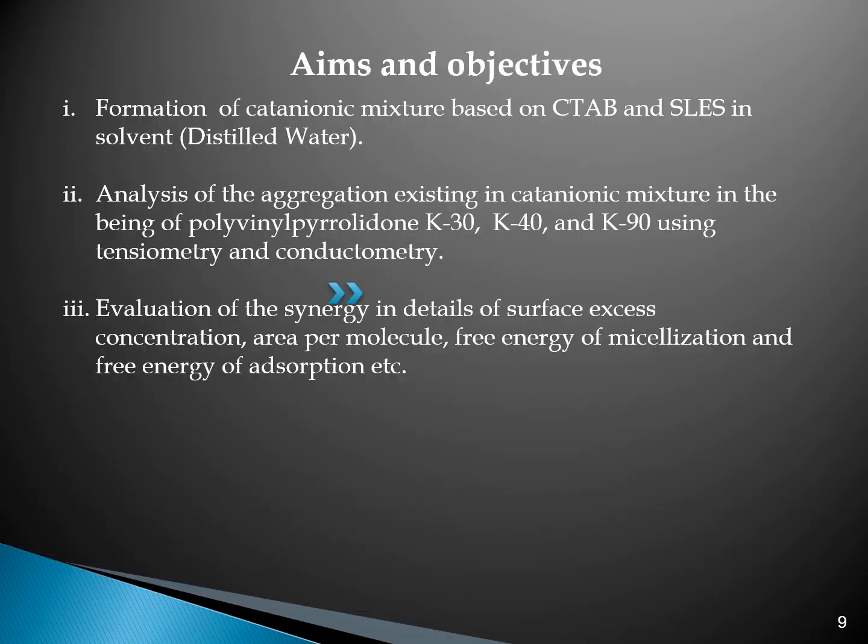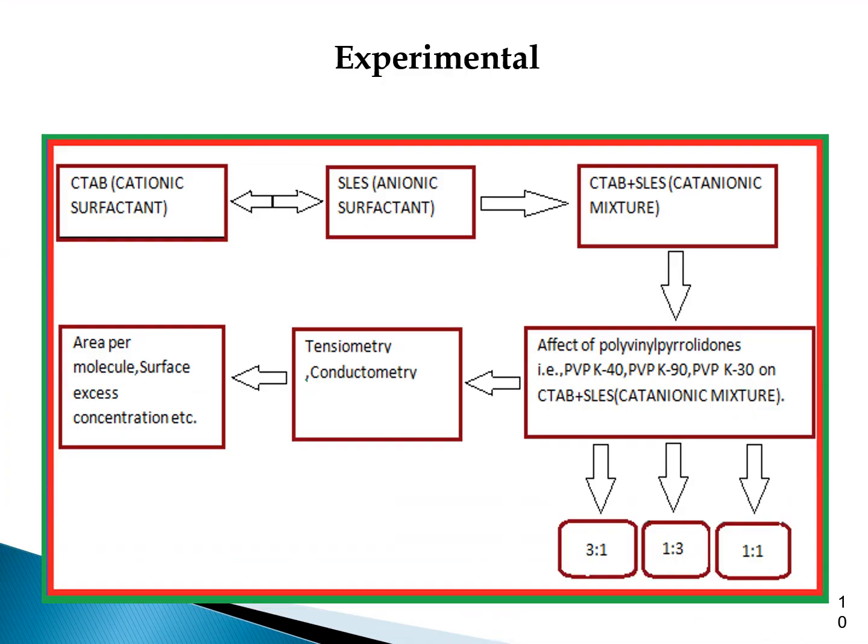Aims and objectives: formation of a catanionic mixture based on CTAB and SLES in solvent. Analysis of the aggregation existing in the catanionic mixture in the presence of polymers, polyvinyl pyrrolidones K30, K40 and K90, using tensiometry and conductometry. Evaluation of synergy in terms of surface excess concentration, area per molecule, and free energy of micellization and adsorption.